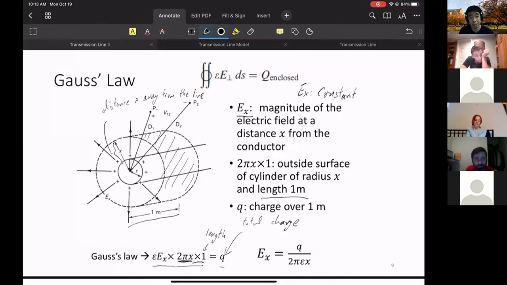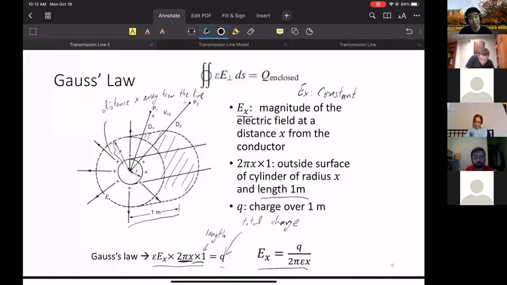Right, so that's what this equation tells us. If you rearrange it, we have something nicer to look at. Basically, it says the field decays as 1 over x, where x is the distance away from the conductor. And there's a bunch of parameters that come in. What you're observing is that 2 pi shows up.